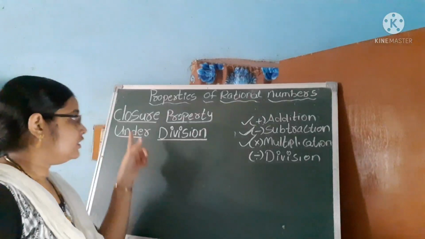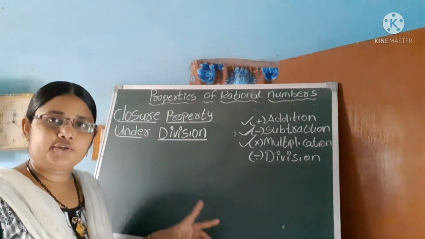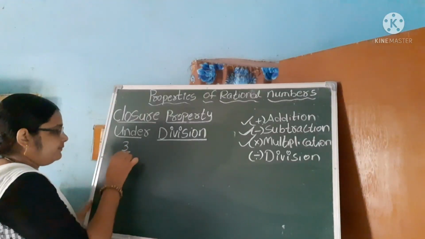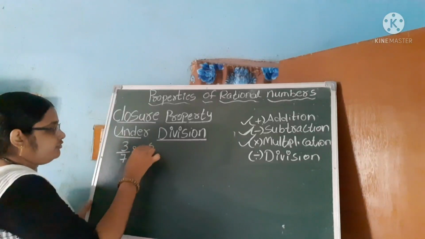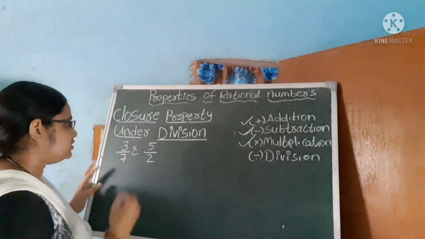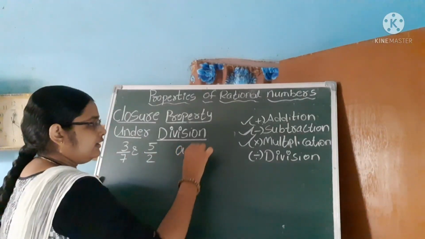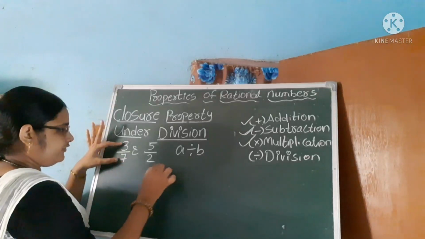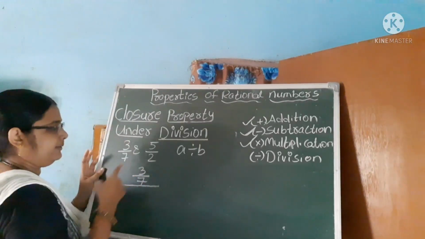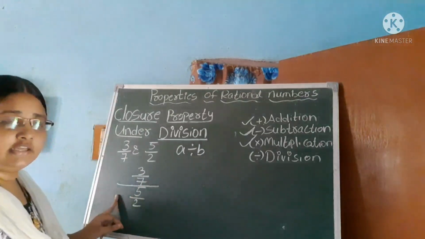And next one is closure property under division. So let us take any two rational numbers. So, in your textbook, 3 by 7 and 5 by 2. So let us check A by B. What's the value of A? Very good, 3 by 7, whole divided by B value, 5 by 2. Is it clear?